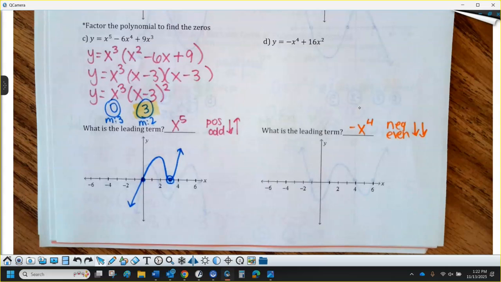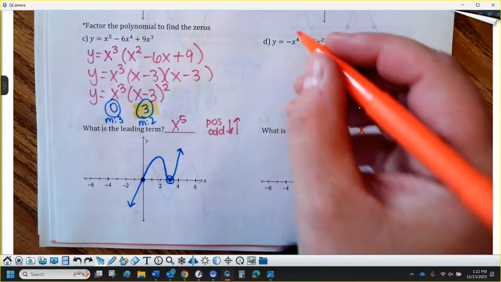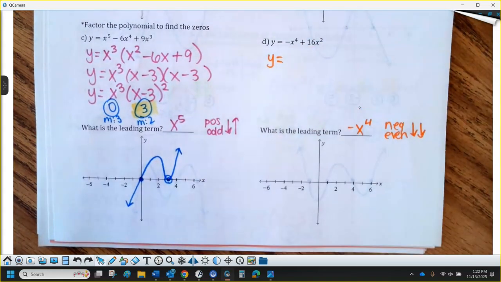Anybody know what you would factor out if you were going to try to put this in factored form? So I've got negative x to the fourth plus 16x squared. What would you take out? Okay, on the right track. Would anybody else take out anything different? You can't take out x cubed. I would take out negative.